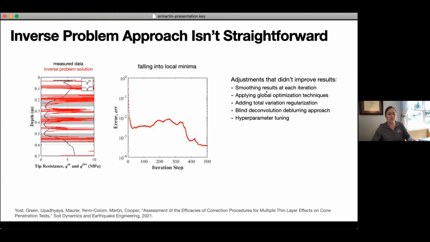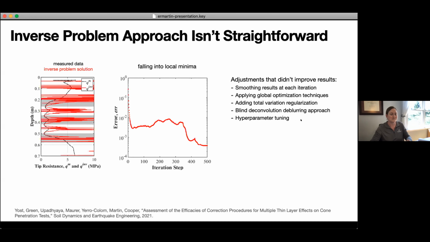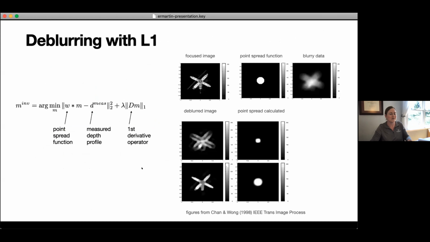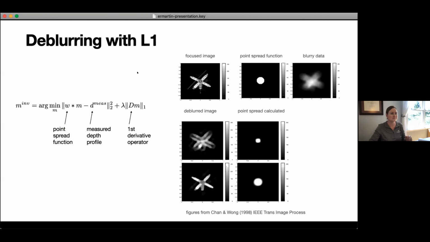We tried applying smoothing at each iteration, tried different global optimization techniques while still maintaining the same objective function. We've also added some total variation regularization and tried that. So I'll show you those results in a minute. But we still ended up with issues. So it seemed like a natural fit for us to try just deblurring with an L1 term. Basically, take your derivative of your soil profile, which is marked as N here, and just add that as an extra term. You want to just have a limited number of points where you're changing your soil layers, so a limited number of points where you want to have that high derivative. And of course, this is a really common process for deblurring images.